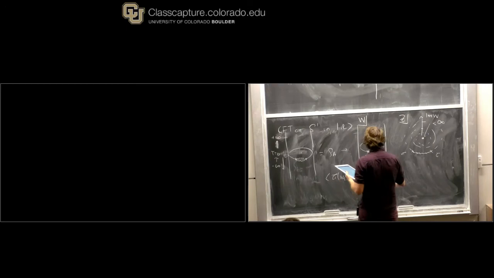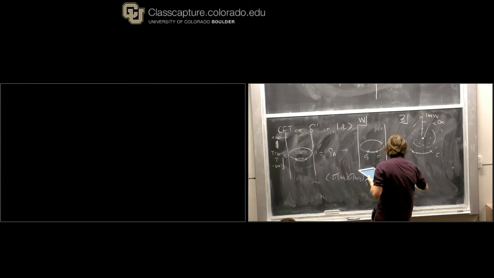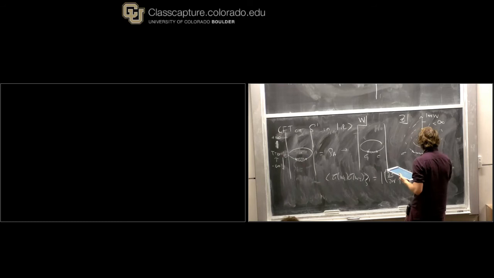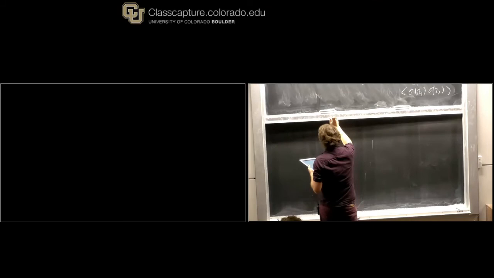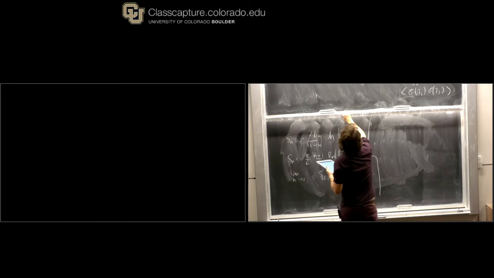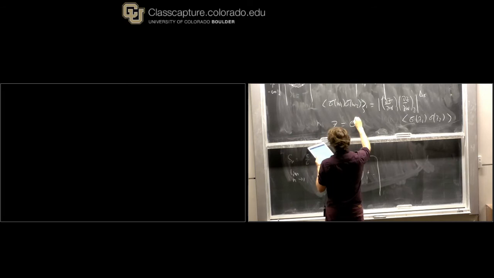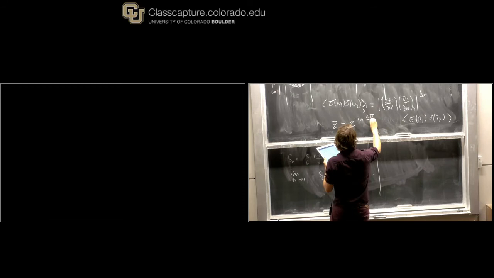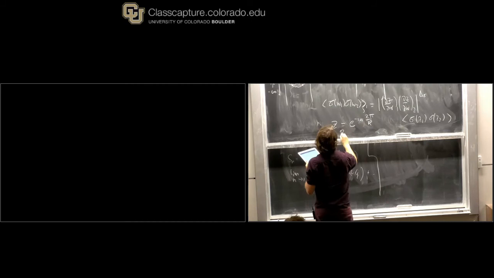S1. You get some factors. The delta sigma, and then you just get the correlation function on the z-plane, which we know. Okay. All right, and so let me write that out here. So the answer that you get now, so the map is z is e to the minus i w 2 pi over R, where R is the size of the circle. R is the size of the circle.